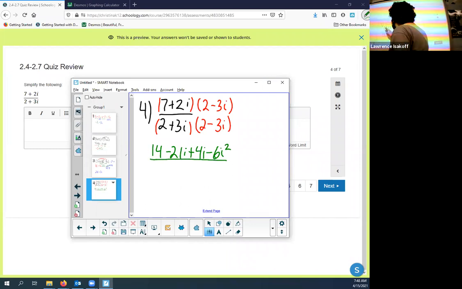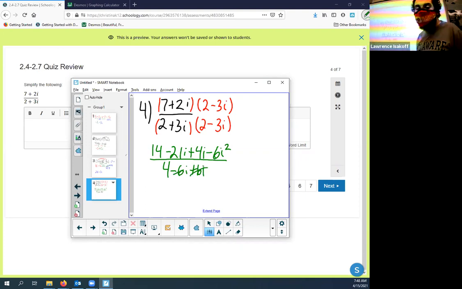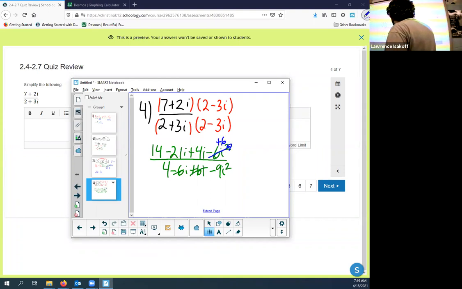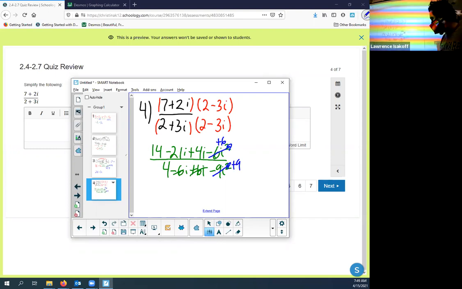And now that's all over. 2 times 2 is 4. 2 times negative 3i, negative 6i. Positive 3i times 2i will be a plus 6i. Those conveniently cancel. That's the whole point of this. 3i times negative 3i will be a negative 9i squared. So as i squared, this actually becomes a plus 6. This one actually becomes a plus 9.